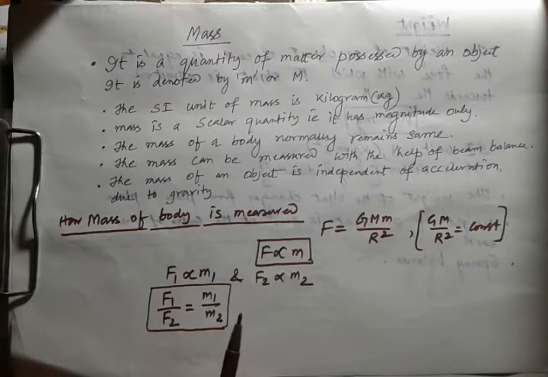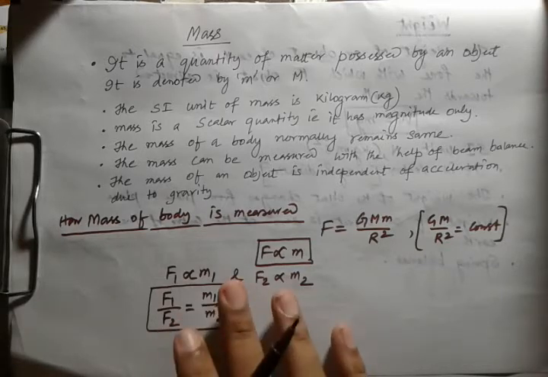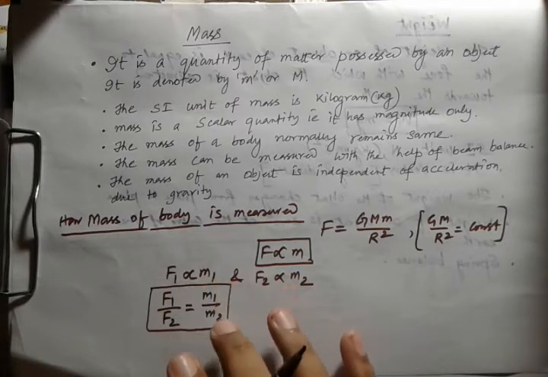So how will it be measured? It will be measured with the beam balance. To compare the mass of two bodies, we compare the force of gravity acting on the two bodies. This can be done using the equal beam balance or two-pan balance. When the forces are equal, then you can say that m1 is equal to m2.